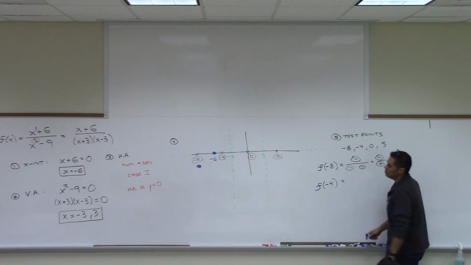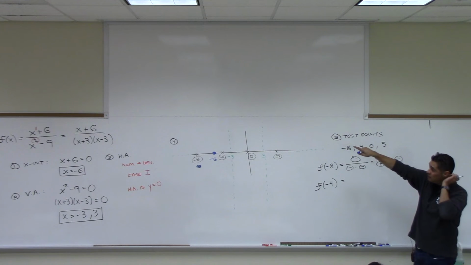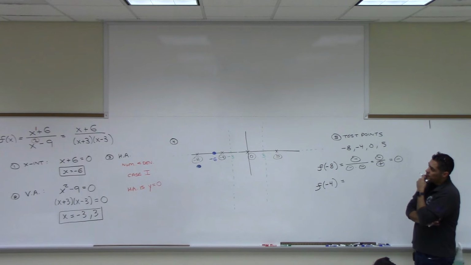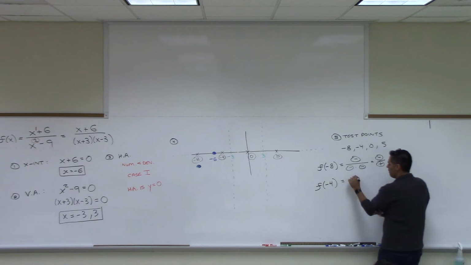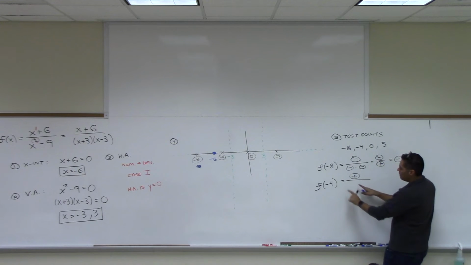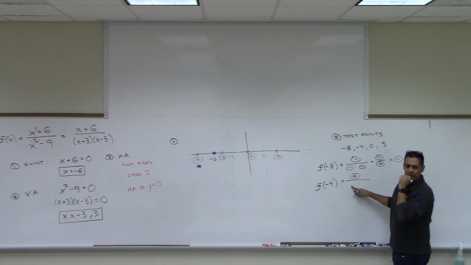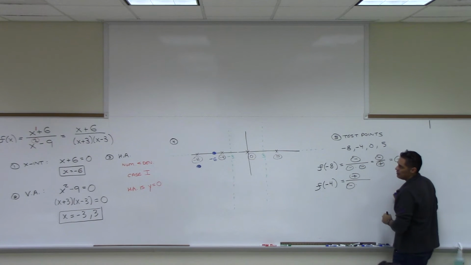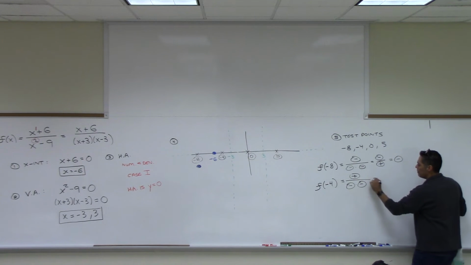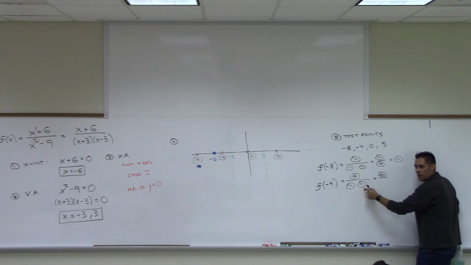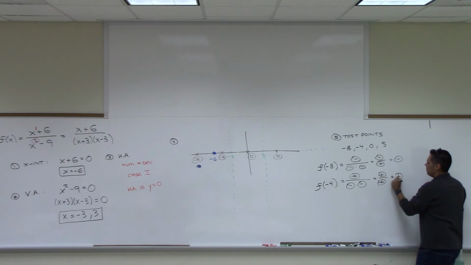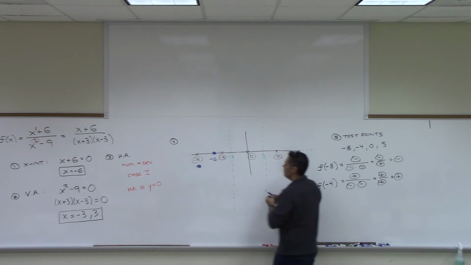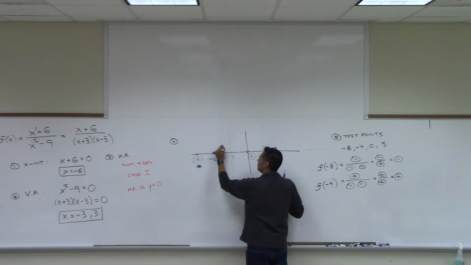-4, if I do that, what do I get if I plug -4 into the top? -4 plus 6. Positive. And then how about the bottom left corner? -4 plus 3. Negative. And then the last one, -4 minus 3 is -7. So we have a positive on top, two negatives multiply to be positive. Positive over positive is positive. And so that means that at -4, I have a point above the x-axis.